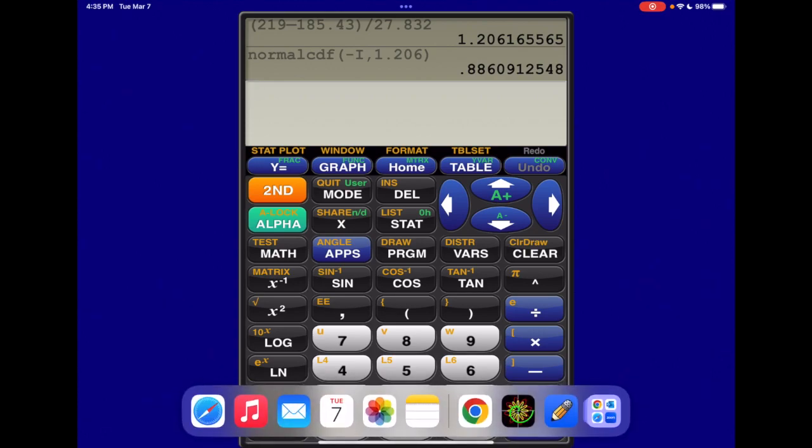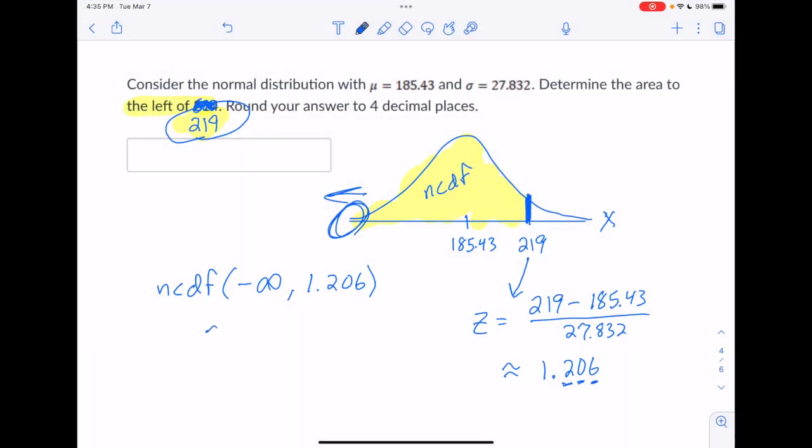All right, so heading back here from the normal CDF, we got 0.8861. That kind of matched what we thought it would be based on the picture. So we should feel pretty good about that. That's our answer. That's what we would enter into active learning. All right, so there's the full process.